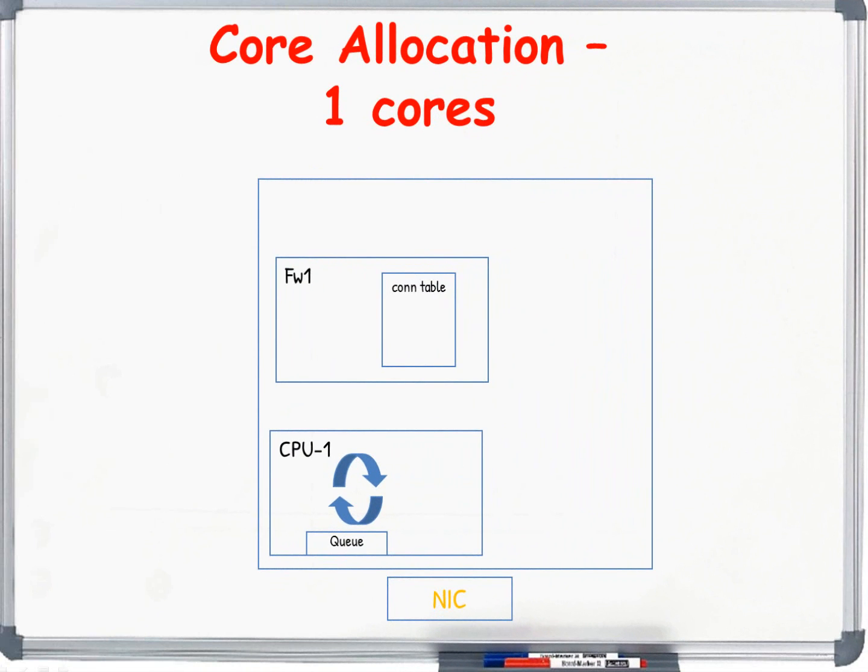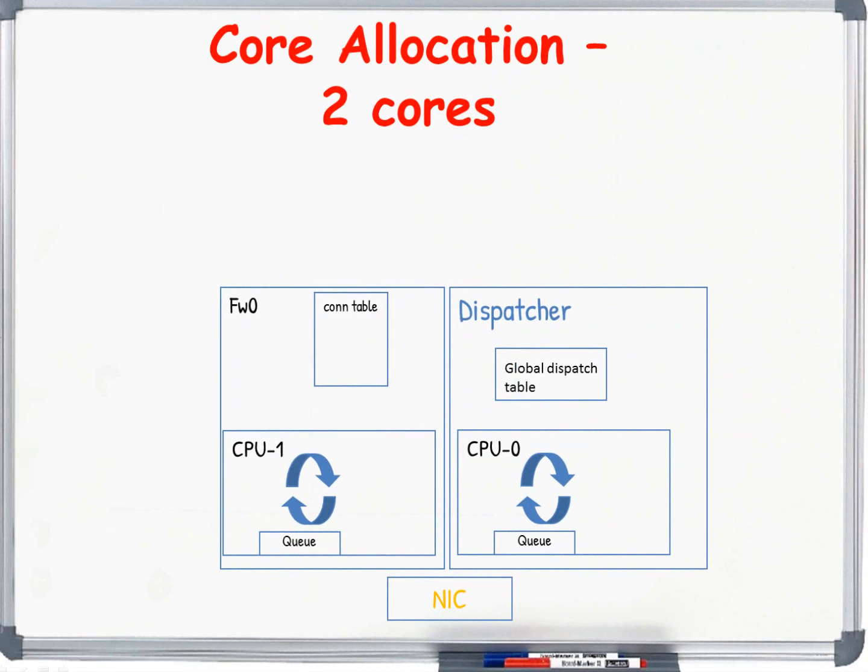Okay, the next topic I want to discuss is, what happens if you have only 1 core? If you have only 1 core, it stands to reason that you cannot have CoreXL. But if you had 2 cores, where is the dispatcher and where is the firewall worker? Let's take a look at this next diagram. I could, in essence, have a dispatcher running on 1 core and a firewall worker running on another core, but that would not work properly. You would not get the performance you need.